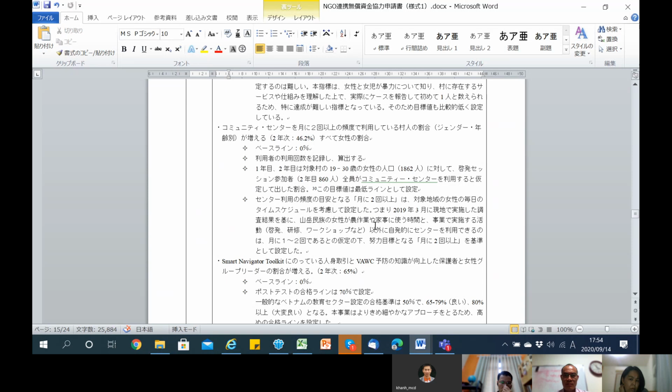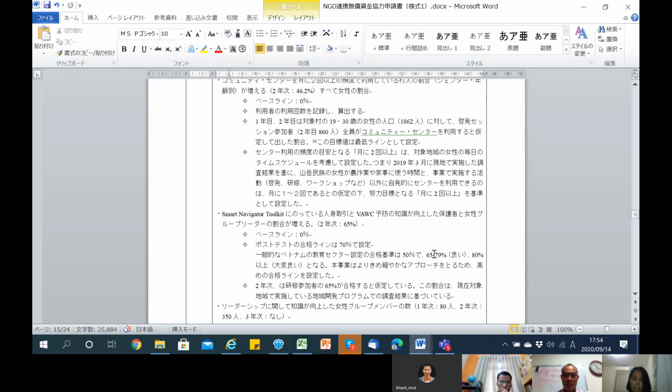Okay. I don't have it. I'm just looking at our proposal to MOFA, and somehow we put parents here as well. So if we change, if we delete parents, we have to report the change of the indicator.